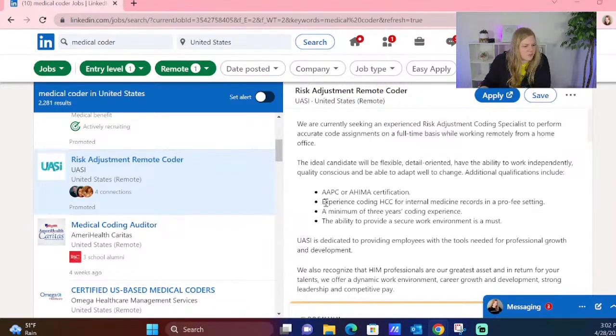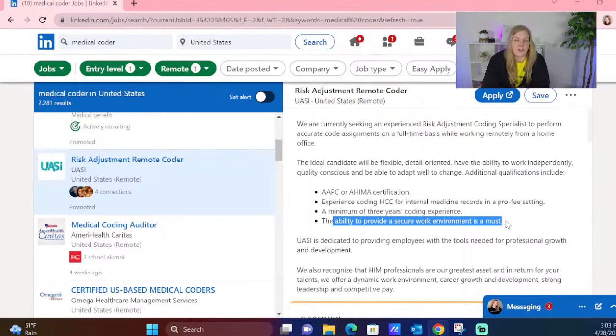This one says 3 years of coding experience, ability to provide a secure work environment is a must. So, when we're working in medical coding, we're working with patient information. So we have to have a secure work environment. And some employers are much more strict with that because it's a huge liability. Others might be a little bit more flexible. Some employers, if you're working remote, they might ship you a laptop.